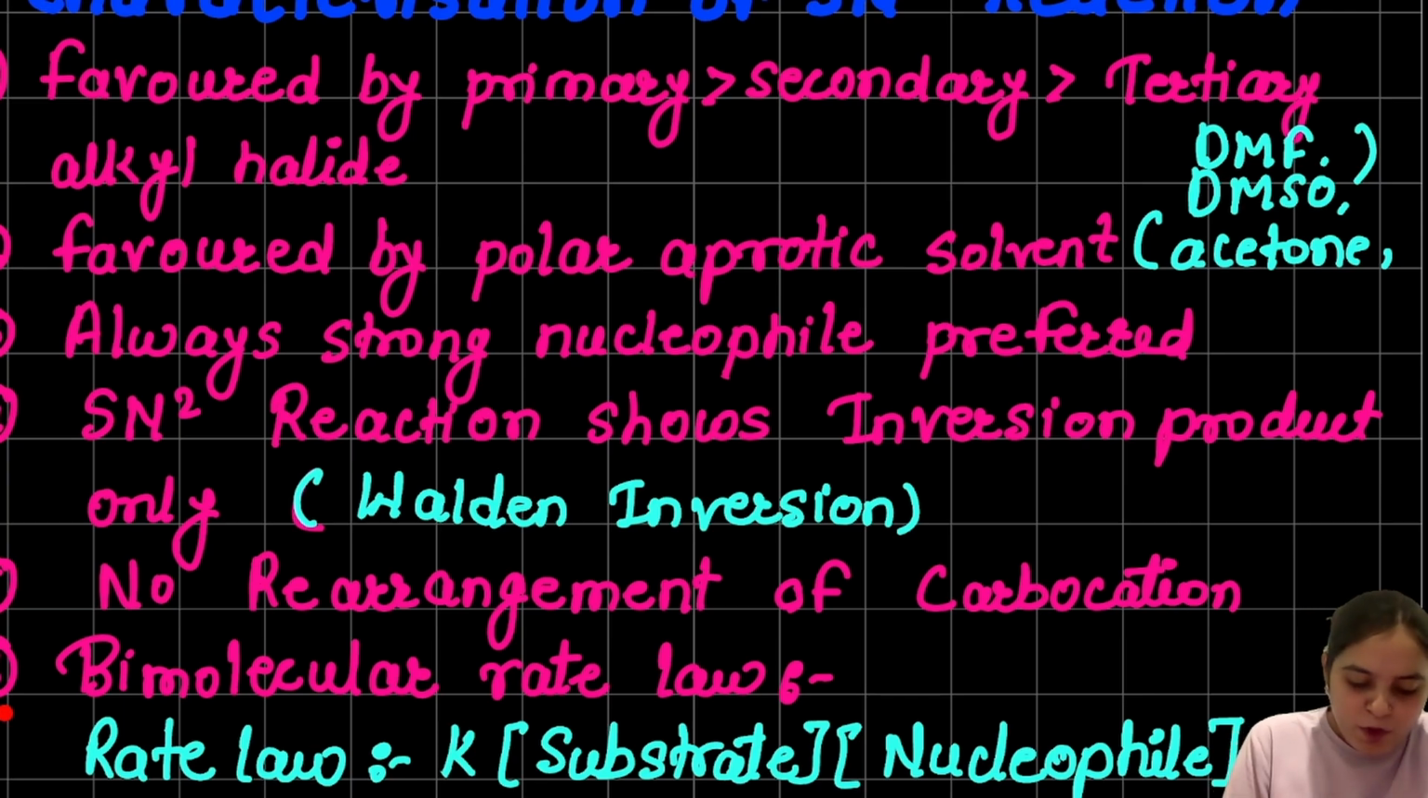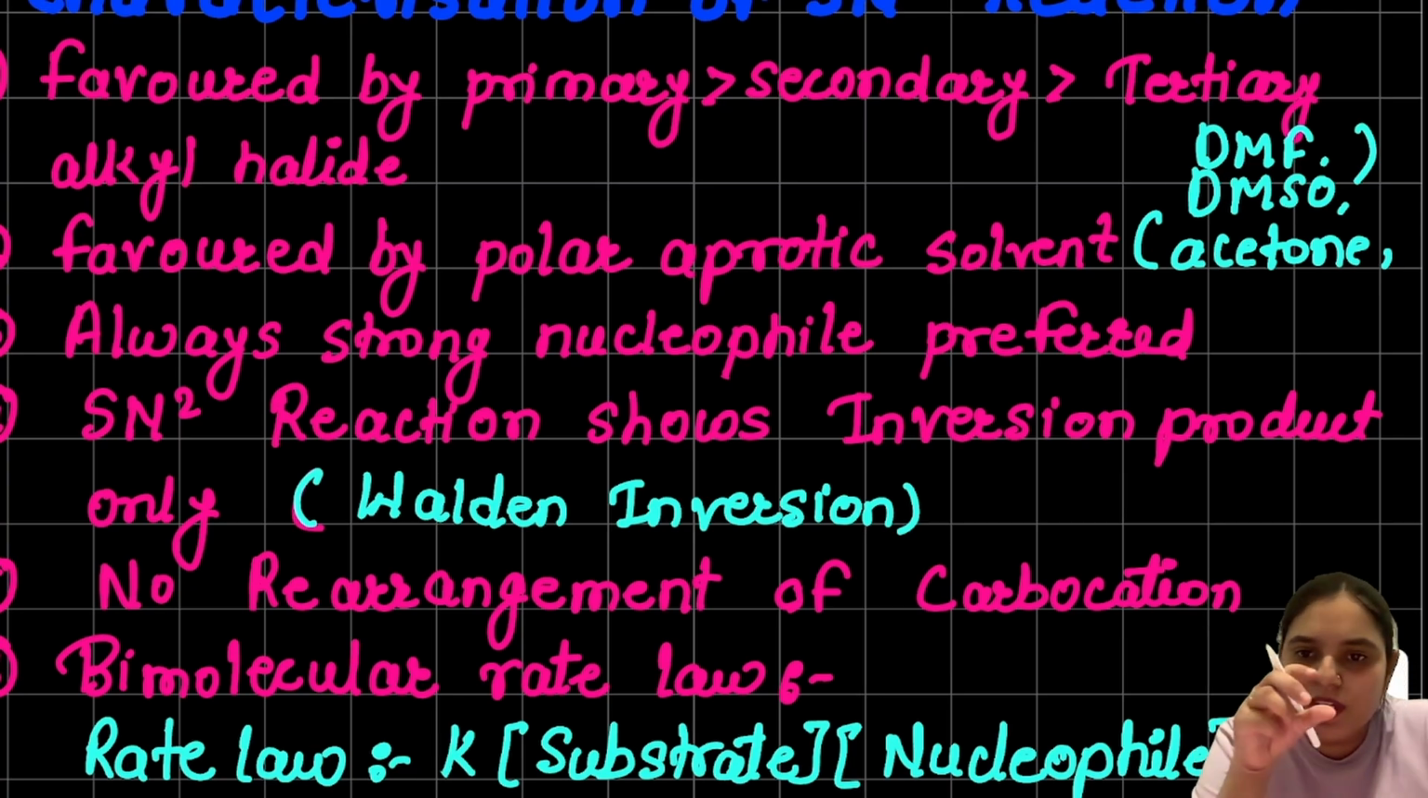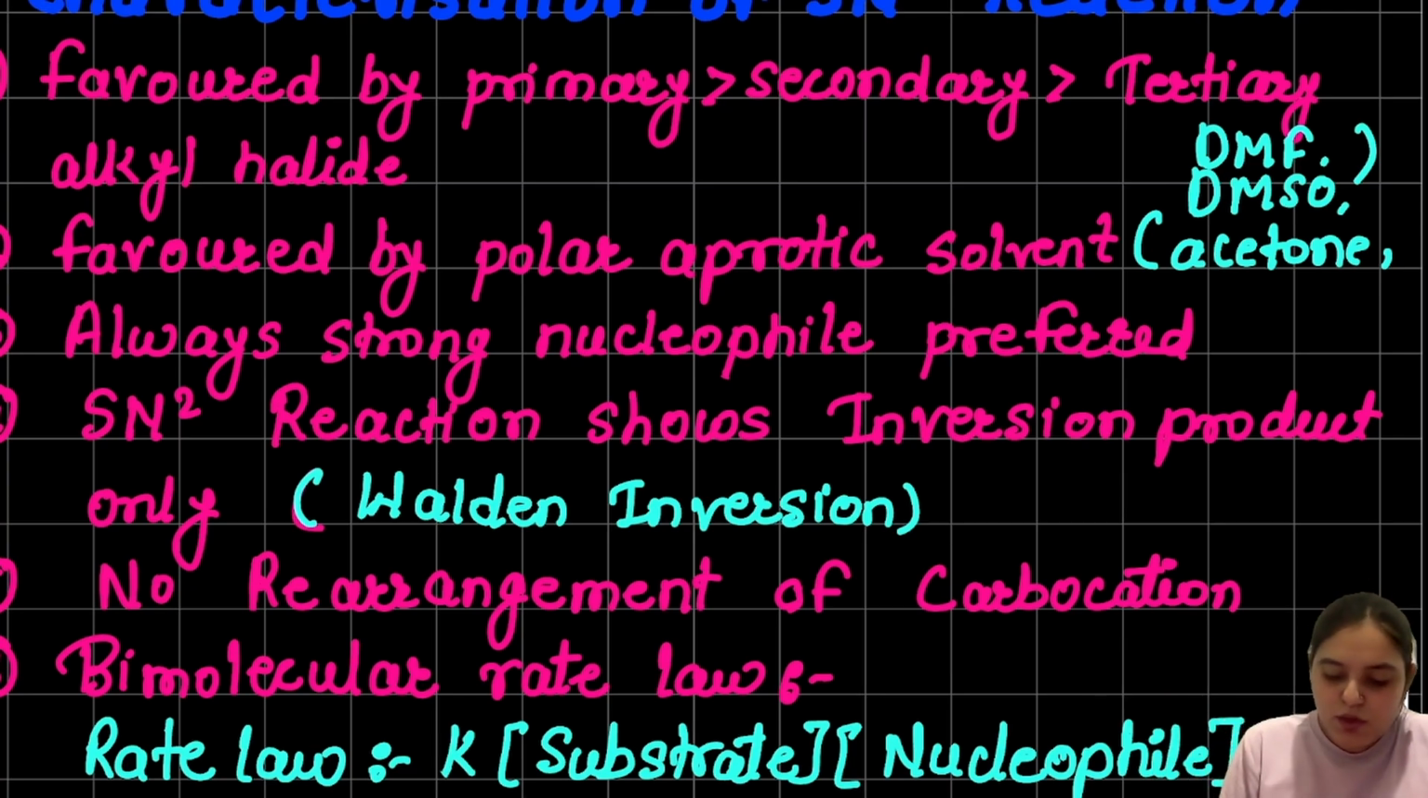Sixth point is the bimolecular rate law. The rate of the SN2 reaction depends on both the substrate and the nucleophile. Therefore, the rate equation is rate equals k times substrate times nucleophile. Because the SN2 reaction depends on the substrate and the nucleophile, that's why it is called a bimolecular reaction.